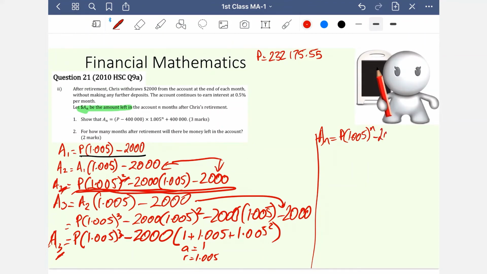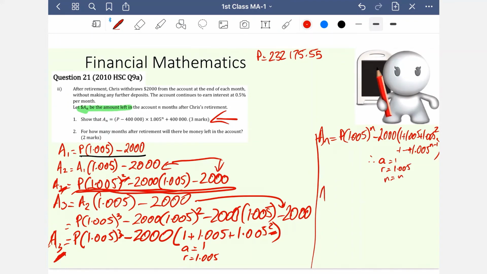Minus 2,000 outside of 1 plus 1.005 plus 1.005 squared, and all the way up to 1.005 to the power of n minus 1. And you need to show this, guys, you can't go from 3 all the way down to this answer. You haven't really shown anything. That's important to show, because look, when it was A3, the highest power was 2. Therefore, what you now need to say is you've got a GP, a is equal to 1, r is equal to 1.005, and n is equal to n.